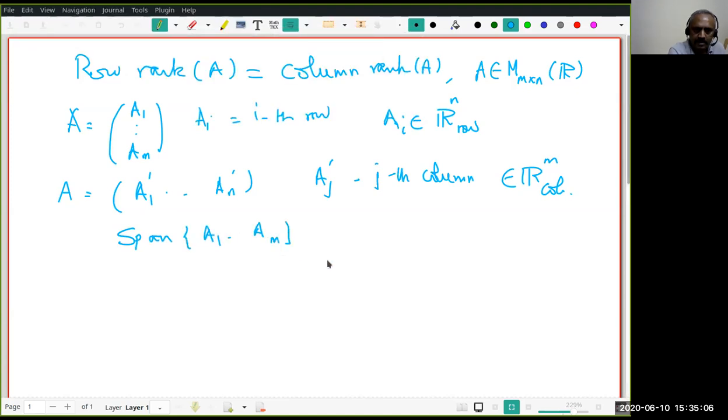Therefore, let's look at the linear span of A1 to Am. These are all vectors in R^n, row vectors. Therefore, the linear span, call it WR, will be a vector subspace of R^n. I should write row, but I hope you understand when I don't. Is that clear? The dimension of WR is called the row rank.